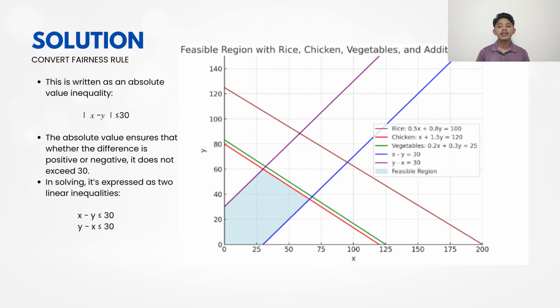In solving this absolute value inequality, it is expressed as two linear inequalities: x minus y less than or equal to 30, and y minus x less than or equal to 30. And by applying these constraints to the graph that we got earlier, we will have an even smaller feasible region, where the difference between the standard meals and premium meals must be no more than 30.